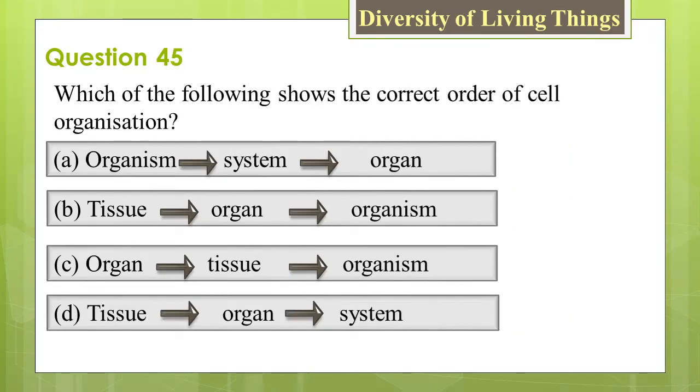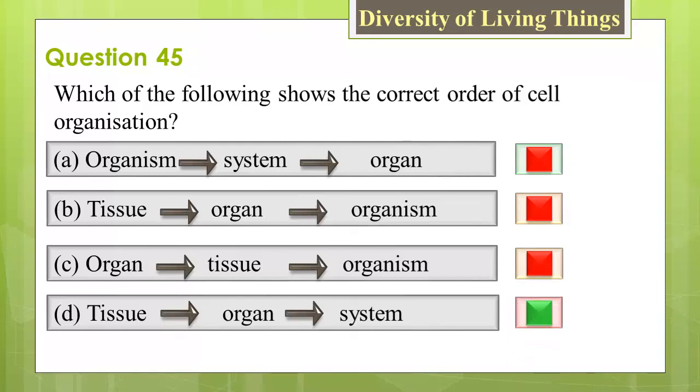Question 45. Which of the following shows the correct order of cell organization? A. Organism to system to organ. B. Tissue to organ to organism. C. Organ to tissue to organism. D. Tissue to organ to system. Which of the following alternatives is the correct alternative? The correct alternative is D. Tissues to organ to system.